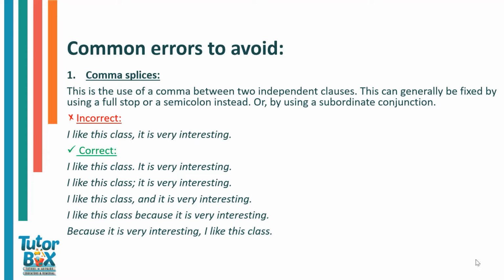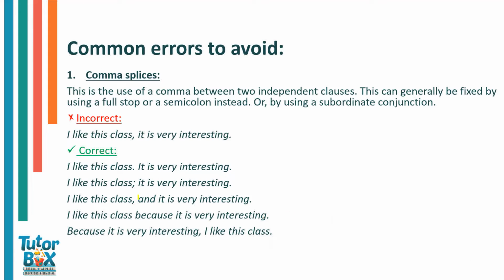Remember that there are different ways of joining two independent clauses. One is using a comma and a coordinating conjunction, and the second way is by using a semicolon and a conjunctive adverb. The other way is also by only using a semicolon. So you can see this here, where the first part is, I like this class, broken up by a semicolon, and the second independent clause is, it is very interesting.